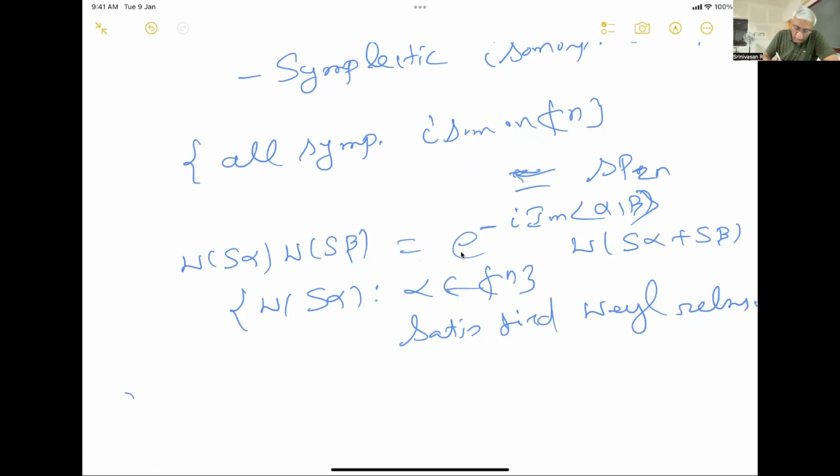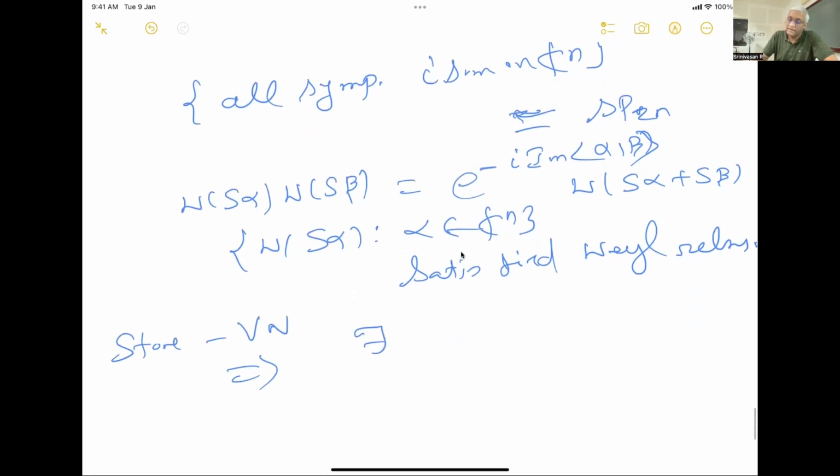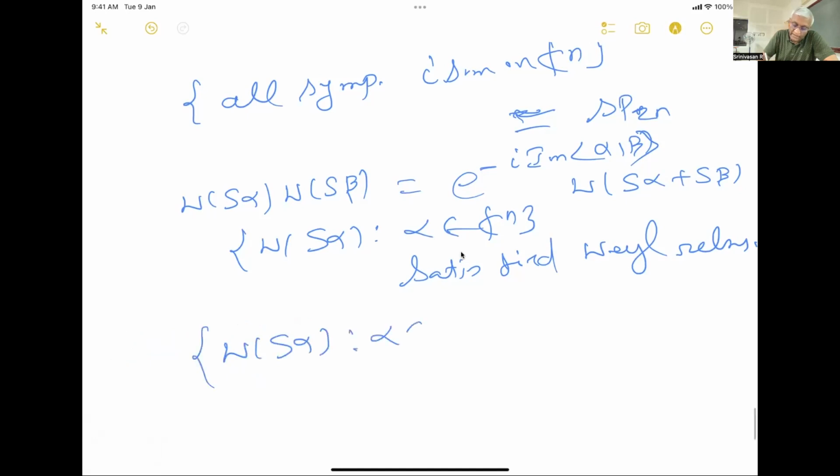So the Stone-von Neumann theorem implies the following. There exists, I mean, the point is this. It's also further, this is also true, no? This is irreducible also. W of S alpha, alpha in Cn, contained in BH, is irreducible also.